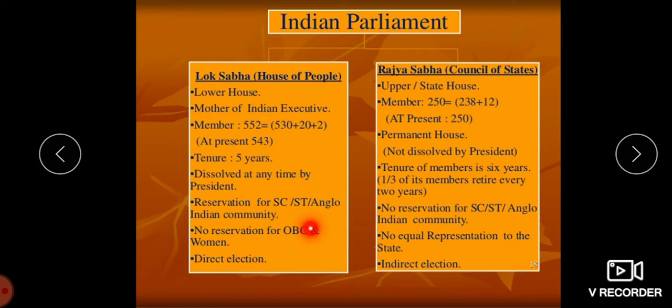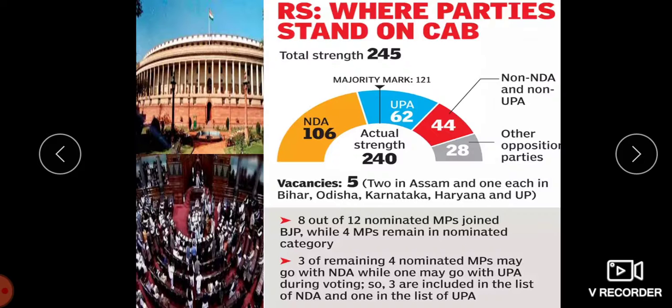There is a reservation for SC, ST and Anglo-Indian community in the Lok Sabha. Here there is no reservation for SC, ST or Anglo-Indian community. No reservation for OBC and women, and it is a direct election. In the Rajya Sabha there is no equal representation to the states and it is an indirect election.